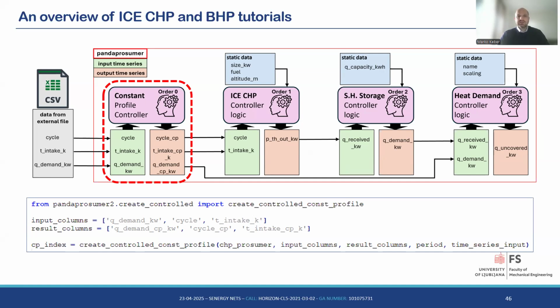I'm showing here an example of the CHP connected to a simple heat storage and finally heat demand. So it is important to understand that the constant profile controller has a slightly different structure in how it's defined. It is a separate element which basically defines what are the inputs from an external file and what are then the outputs that go out, and these are then added to the element in a similar fashion as was done before for the CHP and the BHP.